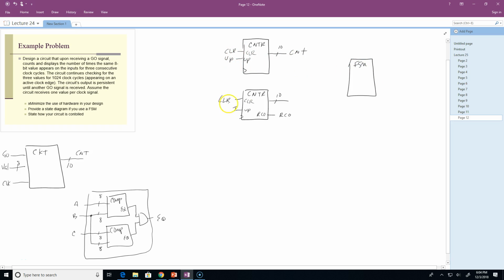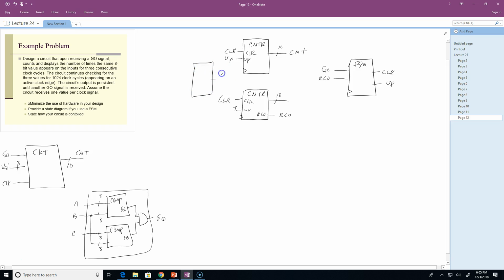And I've got two control inputs sitting there. I've got a clear and an up. By all means, it's clocked. I know I have a go button that's going to feed into this thing, and I have an RCO that's going to feed into this thing. And do I need anything else? God, I can't think of anything. Oh, yeah, I certainly need something else, and that's the next thing in this: a comparator.